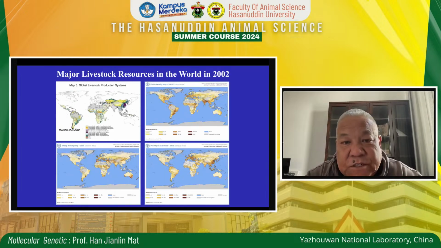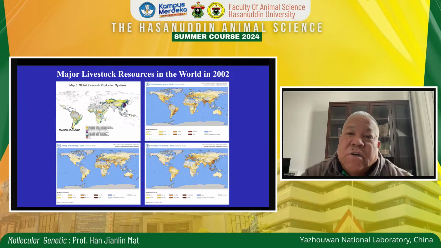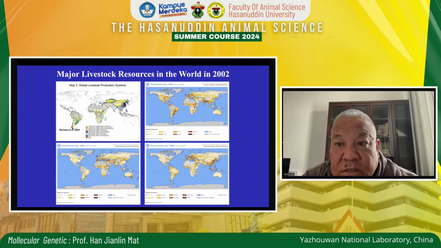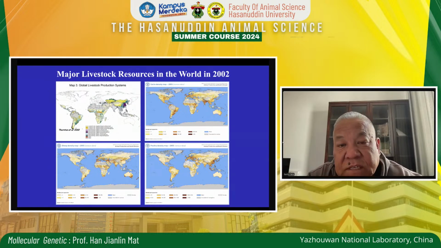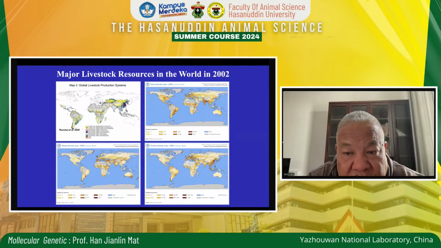Otherwise, back to the issue of livestock production linking to climate change. From the map, you can see this is a map my colleagues at the International Livestock Research Institute prepared 20 years ago, showing how the domesticated species are distributed across the world.